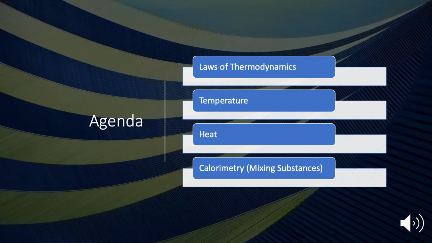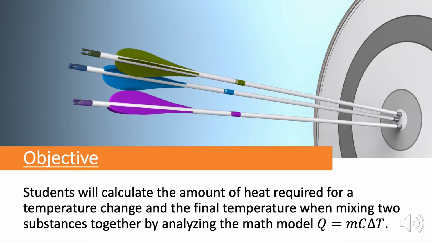So let's spend some time talking about our agenda for today. We're going to be first talking about the laws of thermodynamics. Then we're going to be talking about temperature. And we're going to be moving into the bulk of the lesson, which will be on heat. And the important thing is to know that heat is different from temperature. And then after we talk about heat, we're going to be talking about calorimetry, which is when we mix substances together. So let's begin with our objective.